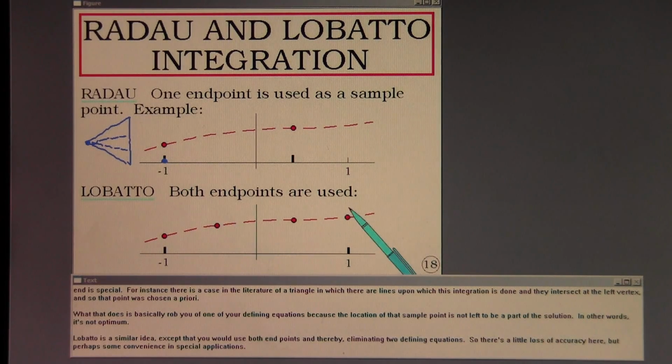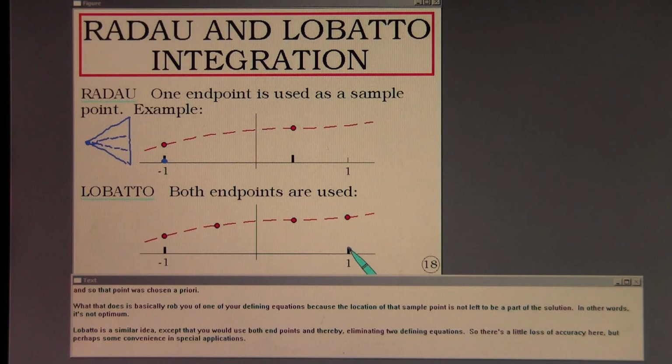Lobatto is a similar idea, except that you would use both endpoints and thereby eliminate two defining equations. So there's a little loss of accuracy here, but perhaps some convenience in special applications.